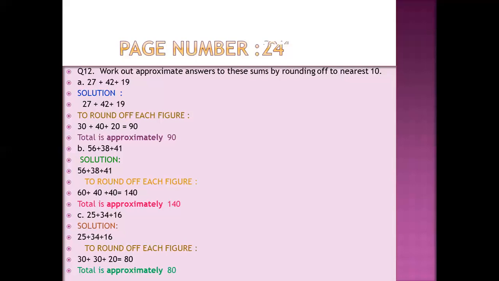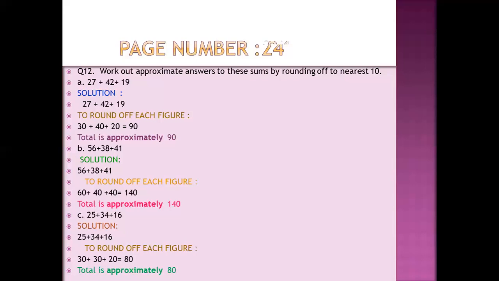So part A is 27, 42 and 19. We round off each number and after rounding off we add these numbers. The first number is 27 and in the ones place 7 lies and 7 is greater than 5. It means that 27 falls in 30 and after rounding off we write there 30. The next number is 42. 2 lies on the ones place and 2 is less than 5. After rounding off it, we write there 40.